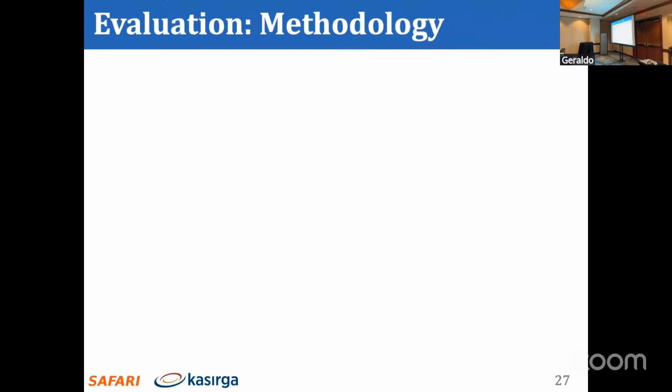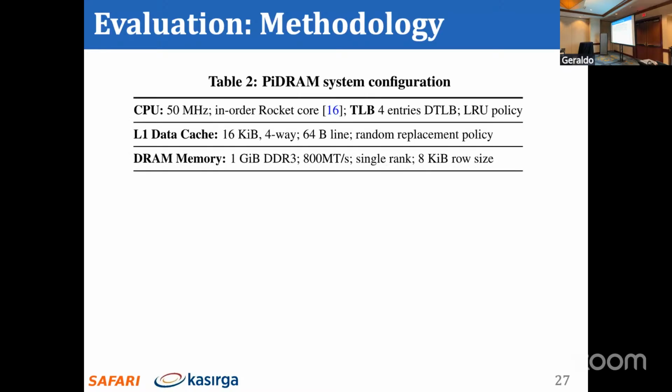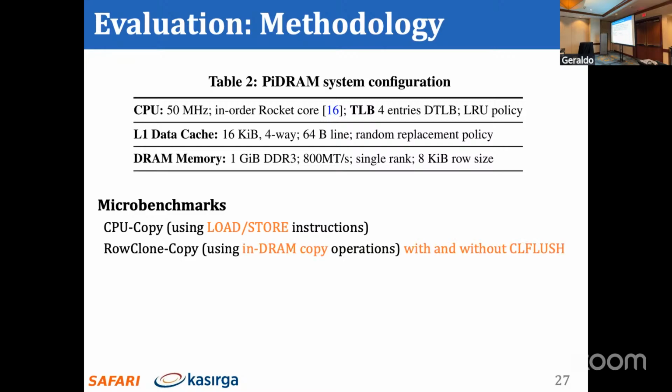So then I'll move on to how we evaluate this end-to-end implementation. This table depicts, again, the system configuration we have. It's a simple in-order CPU core. We execute two different sets of micro benchmarks. We have CPU copy and RowClone copy. RowClone copy obviously uses RowClone operations, and CPU copy uses load and store instructions in the Rocket core. We evaluate RowClone copy with and without CL flush, and hopefully that will be more clear in the next slides.